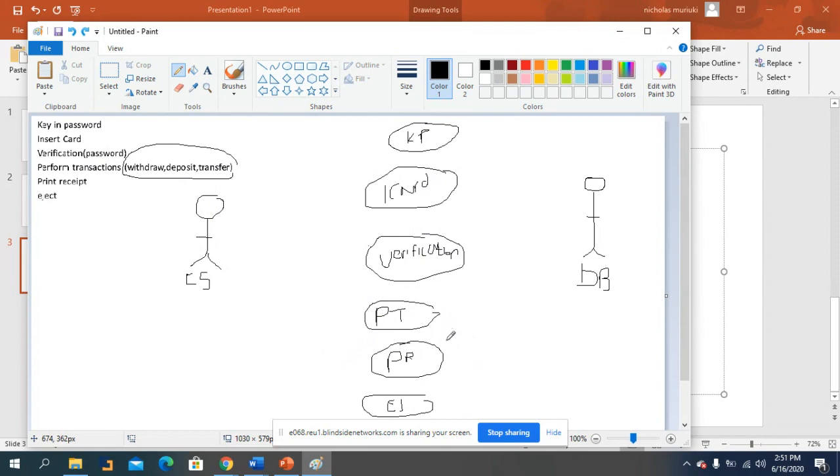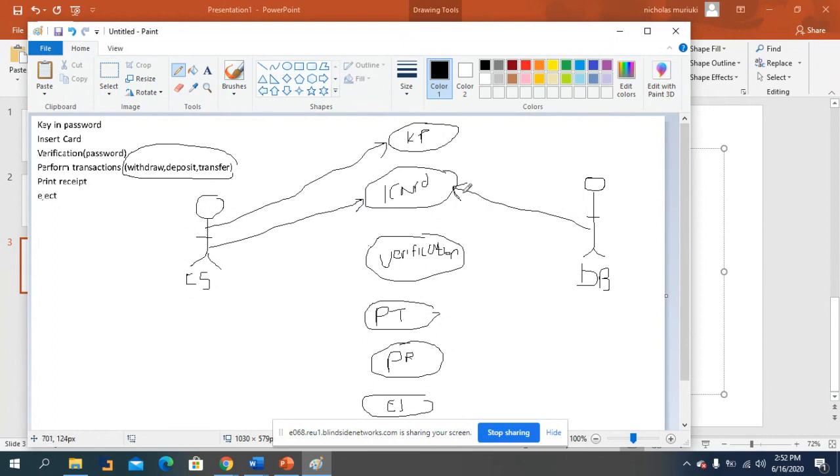Now, the next question you need to understand is how you will interconnect, because that interconnection is what we call interrelation. For this interrelation, we need to ask ourselves, who is keying the password? Is it the system or the user? If it is the user, we connect with a straight line. In that card, it is still a person who is the customer. When you look at verification, the customer cannot verify. So this is the one that is verified.